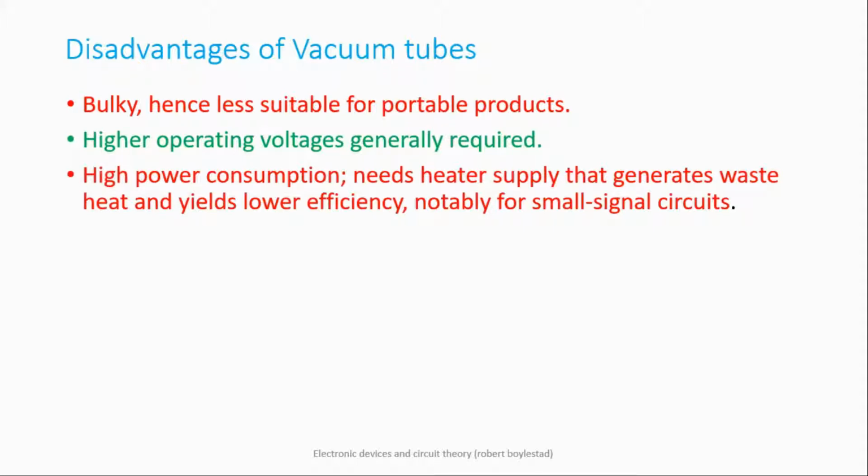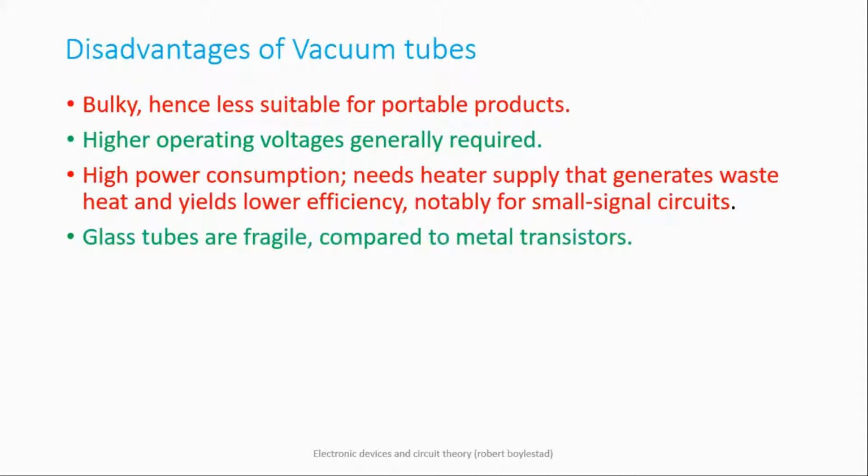They need a heater supply that generates waste heat, yields lower efficiency, and this is notable for small signal circuits. That means when we are working with signals having amplitudes of 20 millivolts or microvolts, noise is there, and because of that noise, your signal will not work properly. So then vacuum tubes need to be replaced with better alternatives.